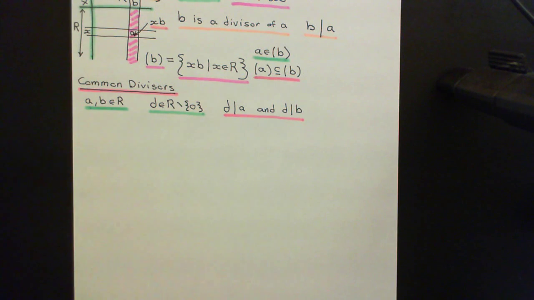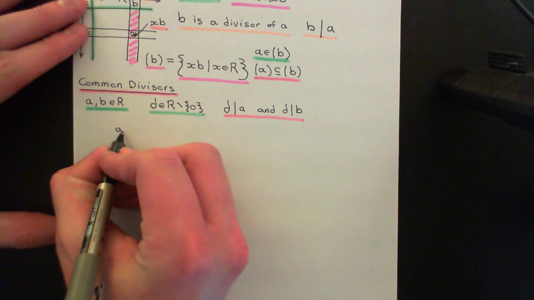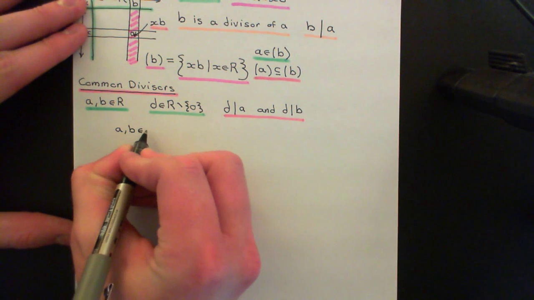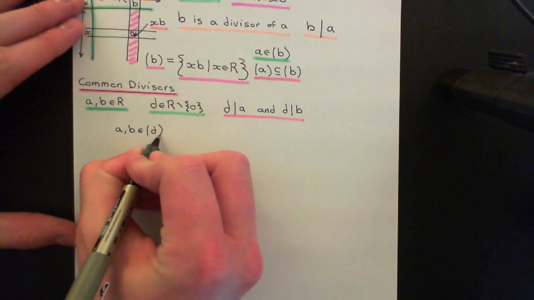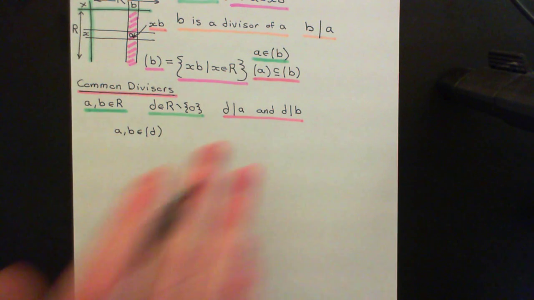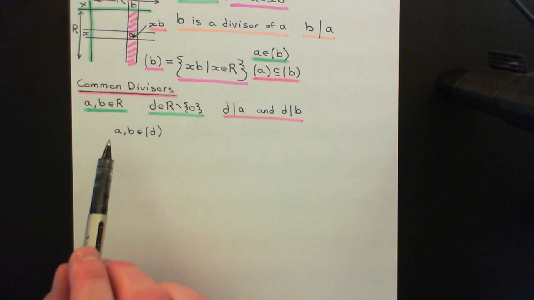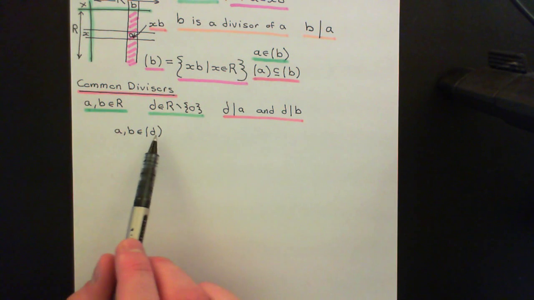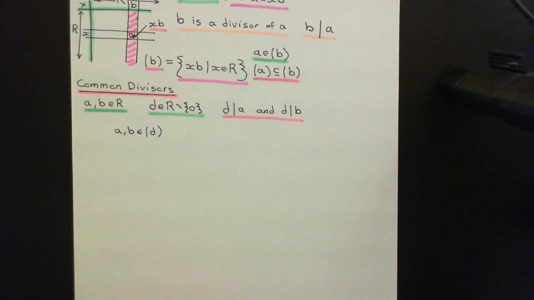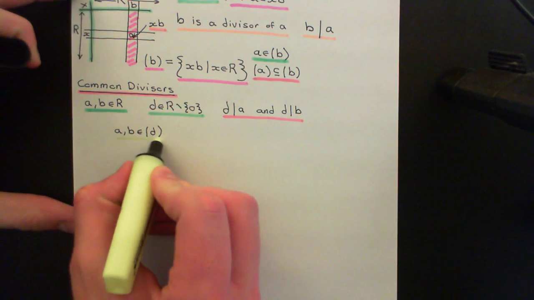So what I can now say is that both A and B are elements of the principal ideal generated by D. Hopefully you should be used to that by now. If these are going to be D multiplied by some element of the ring in both cases, then they're of course going to be in the principal ideal generated by D.